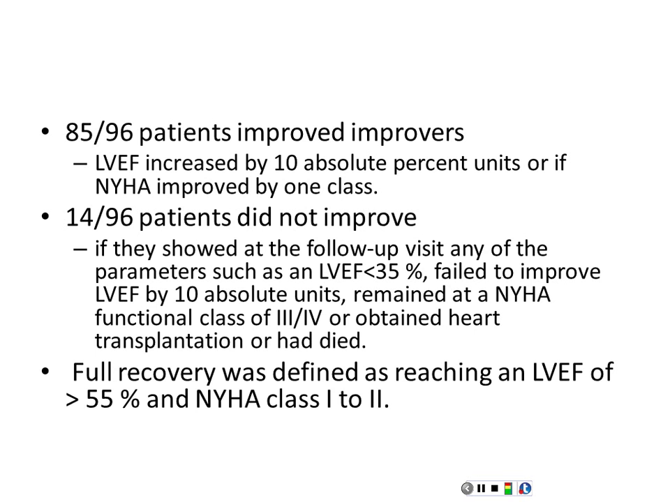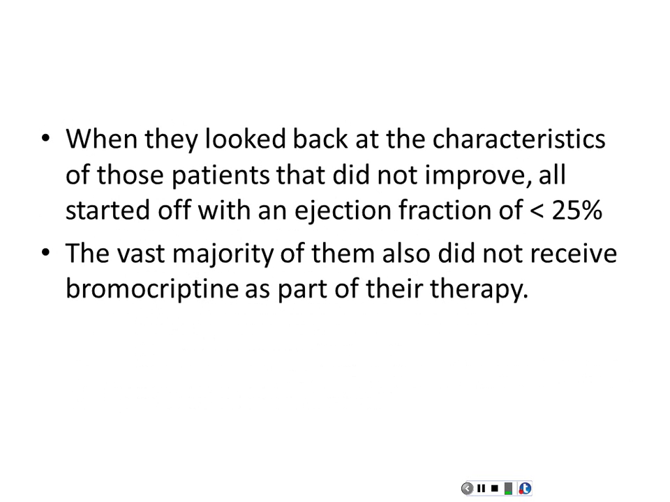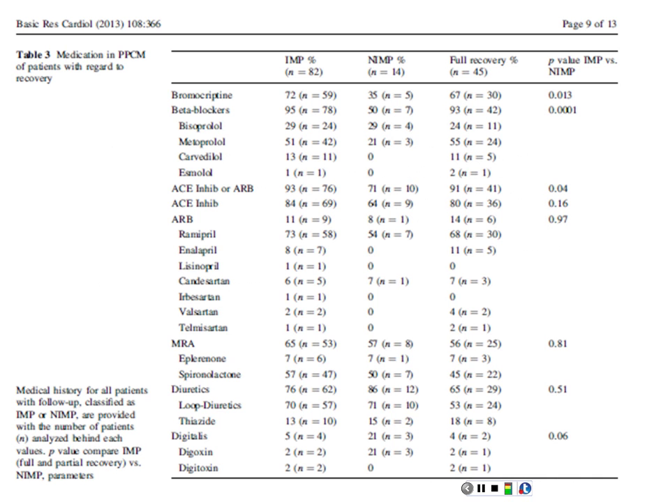And full recovery was defined as reaching an ejection fraction of more than 55% and being only in class 1 to class 2 in terms of the NYHA classification. So when you look back at the characteristics of those patients that did not improve, they started off with an ejection fraction of less than 25%. And the vast majority of them also did not receive bromocriptine as part of the therapy. And if you see over here, you can see those who improved, so 72% received bromocriptine, although 35% did not.